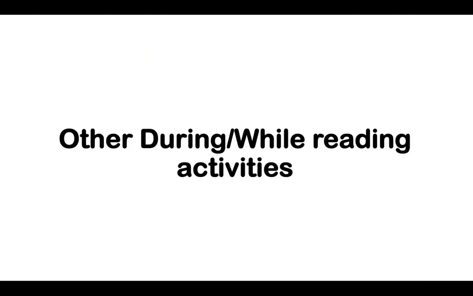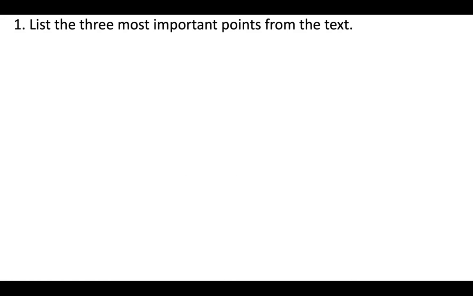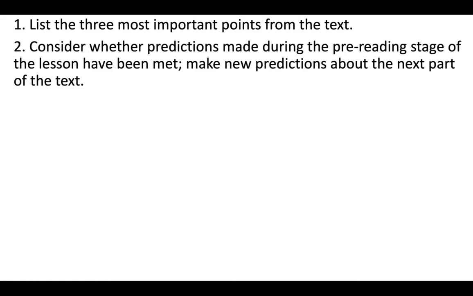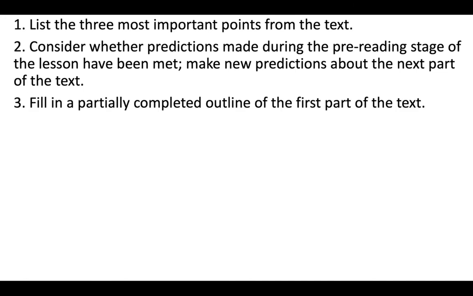And then other activities that you can do is list important points from the reading. Consider whether the predictions that you made during the pre-reading phase have been met, and then make new predictions of the next part of the text. Like after they've read the first paragraph, has the prediction been met? If not, then make another prediction, like what is going to happen next, maybe. Do you understand? So that's just an example. And then fill in the partially completed outline of the first part of the text, or any part of the text basically, or the whole part, where certain parts are missing, and they need to fill in that information as they read.